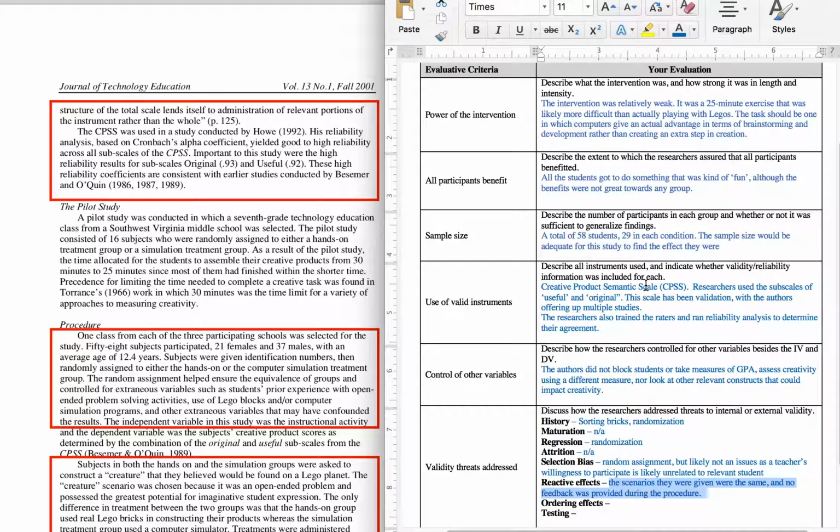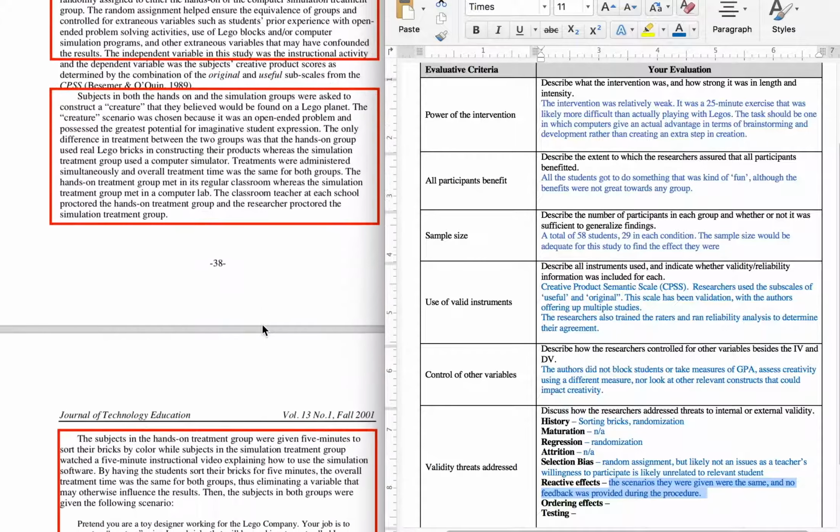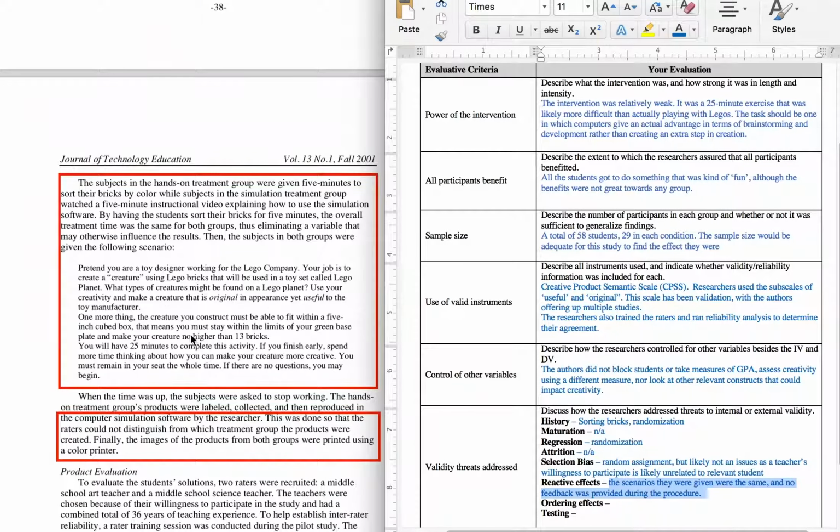In terms of reactive effects, again, these are the cues from the experimenter. One good thing that they did here was that they gave everybody the same description, the same script. And that's very important to do, in that it's read the same way, or if it's not read and the students actually read it themselves, that they are just given the same sheet of paper that they're supposed to read and follow. There was no feedback, there were no cues that were given regarding what the students thought they should be doing.